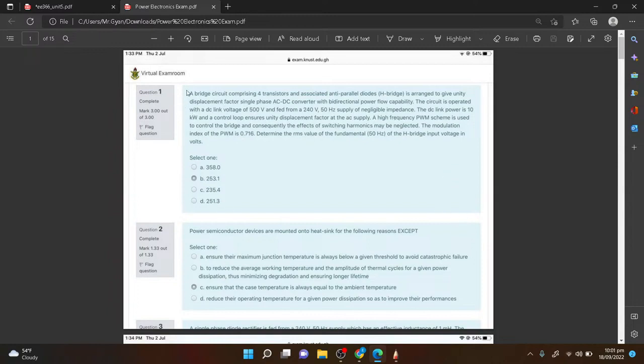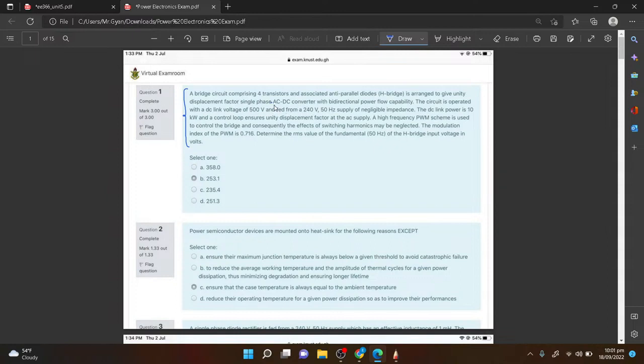The first set of questions is this. So we'll go through and look for all questions on this and solve. A bridge circuit comprising 4 transistors and associated anti-parallel diodes is arranged to give unity displacement factor single phase AC-DC converter with bidirectional power flow capability. The circuit is operated with a DC link voltage of 500 volts and fed from it.